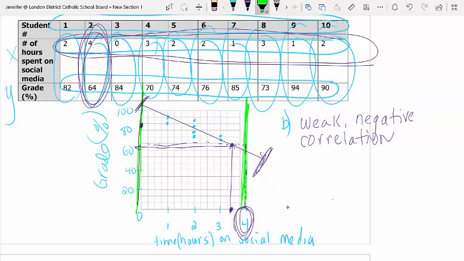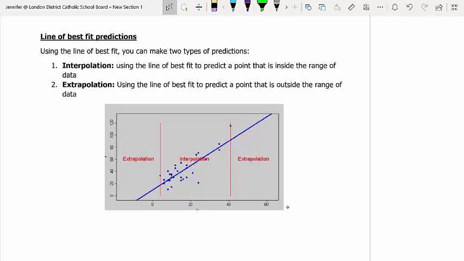If I was asked on a test to make a prediction outside of those boundaries, so for example, what percent would a kid get on the test if they spent 5 hours on social media, right? That's over here. So I would do the same thing, okay, make my imaginary point. It's about a 55%. That prediction, this point that I was predicting, was outside of my green lines. So it's outside of the set of data that I already have. So that's called extrapolation. And here's the exact definition.